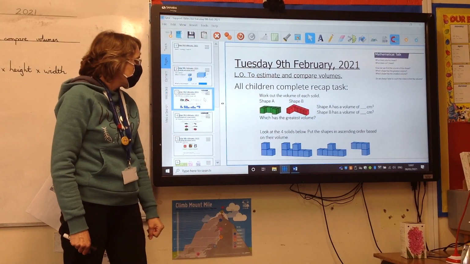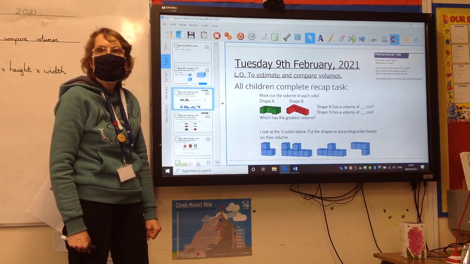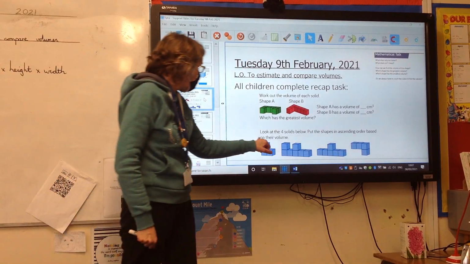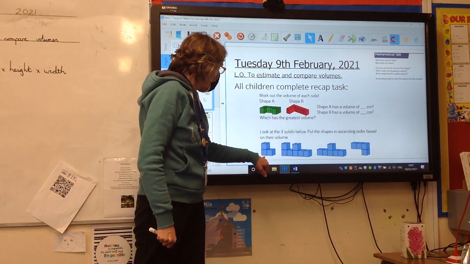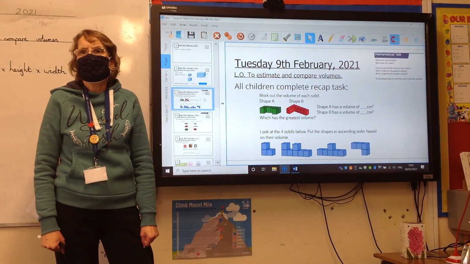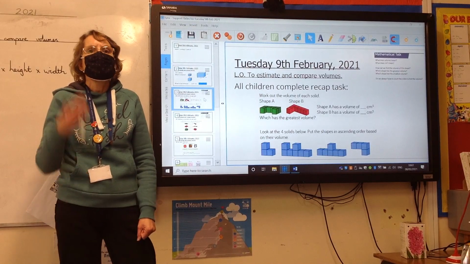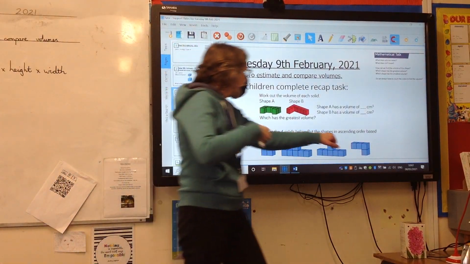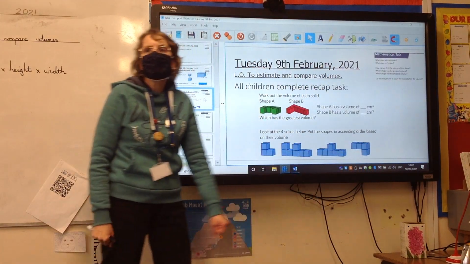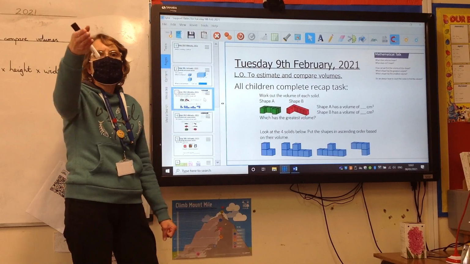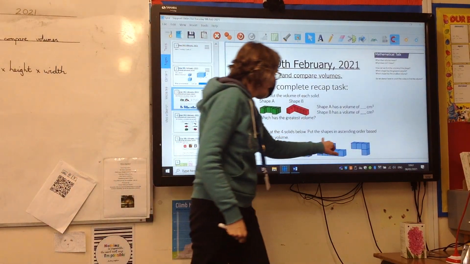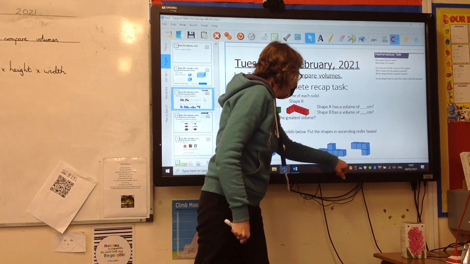Who can spot the smallest of those shapes? The one on the left with 3 cubes. Yeah, the first one with 3 cubes, so 3 centimetres cubed. Which one is the next biggest? The one right at this end, which has got 4 cubes, 4 centimetres cubed. Which one is the next biggest? The one next to the last one. So that one, yeah, which has got 6 centimetres cubed.